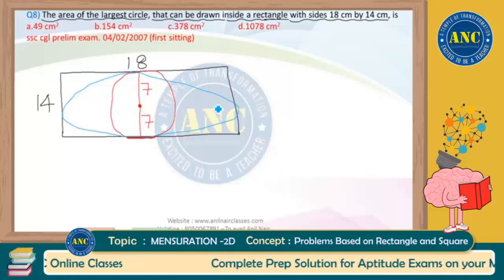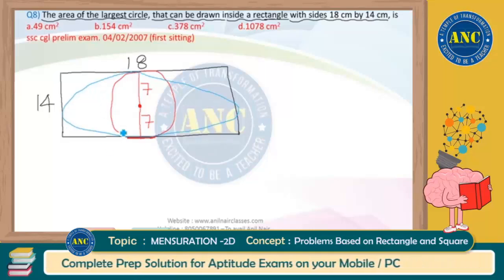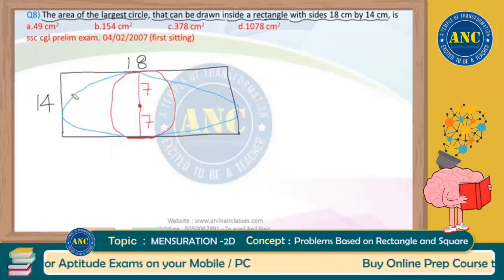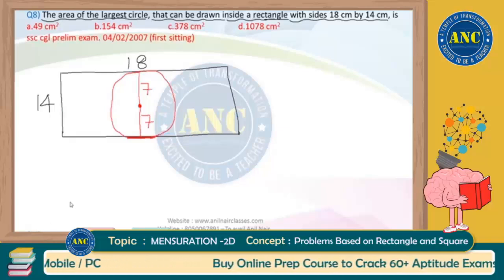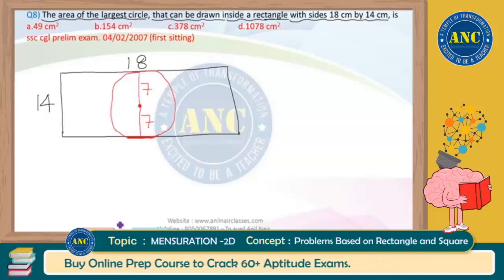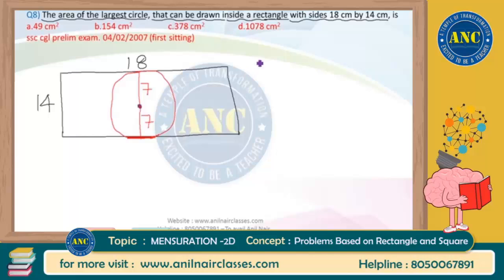But thinking a little logically, sir, this is not a circle. It's an ellipse, right? It cannot be a circle. That is an ellipse. So you cannot draw a circle like that, keeping the largest side as your diameter. That means the diameter of the circle happens to be 14 only, and the maximum radius happens to be 7 itself.